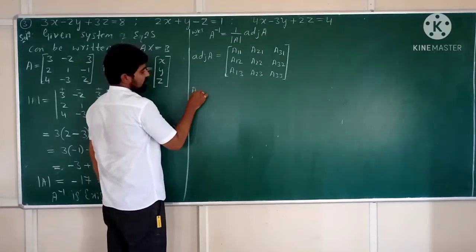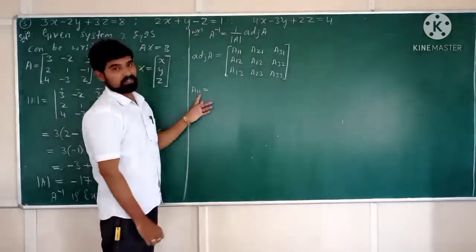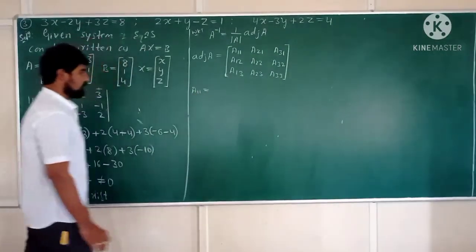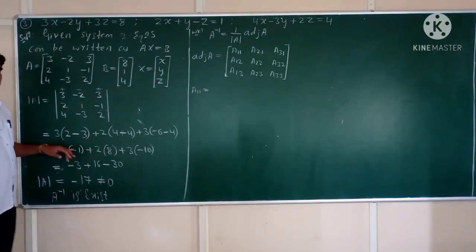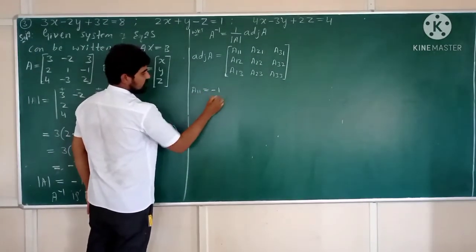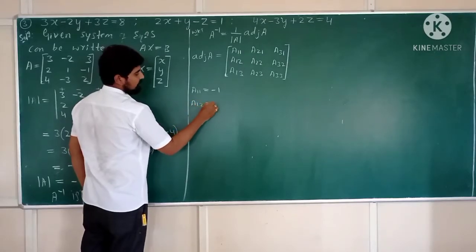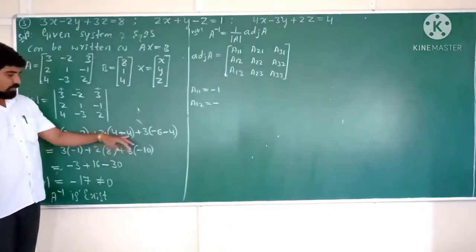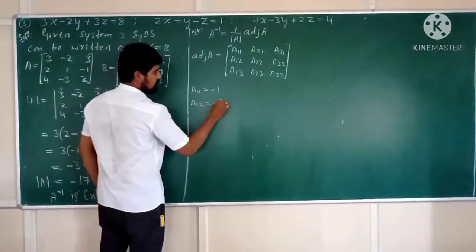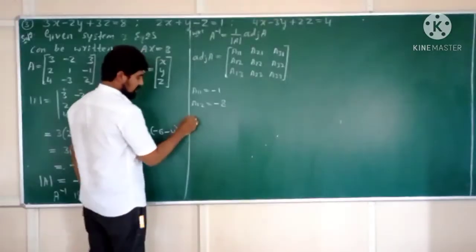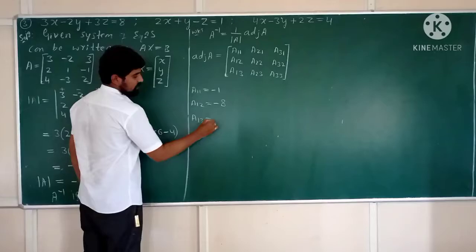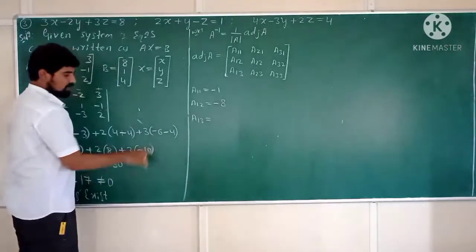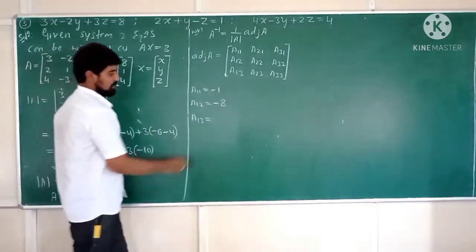Now we need to find the values of A11, A12, A13, A21, A22, A23 and A31, A32, A33. For A11, 1 plus 1 is even, no need to multiply by minus, and A11 is obtained by deleting the first row, first column. We already found it, that is minus 1. The value of A11 is minus 1. Then A12: 1 plus 2 is odd, so we need to multiply by minus, and the value is 4 plus 4, which is equal to 8. Hence the value of A12 is minus 8. Next, A13: 1 plus 3 is even, no need to multiply by minus, and the value of A13 is minus 6 minus 4, which is equal to minus 10.